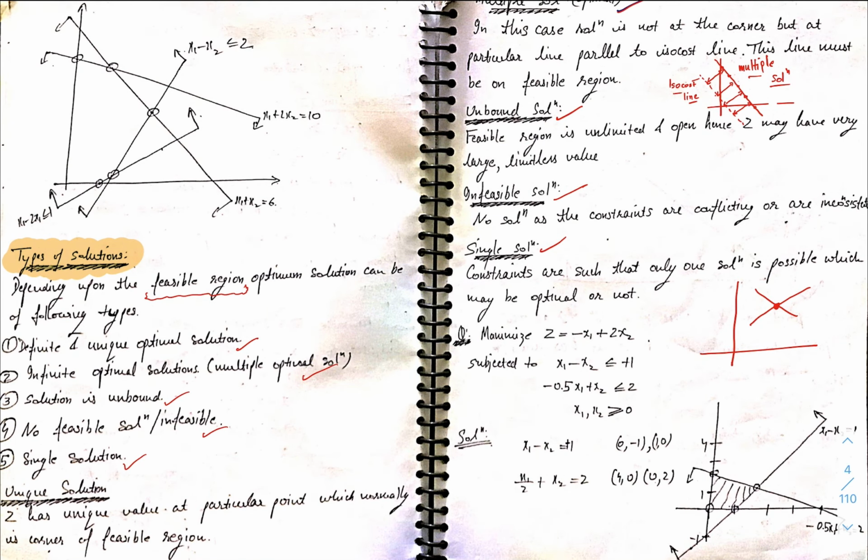Keep it in mind. First one is the unique solution, the optimal solution, right? Another one is infinite optimal solutions or multiple optimal solutions. Next one is the unbound solution. Another one is no feasible solution or infeasible solution. And the final one is the single solution. Okay. I hope you get my point.